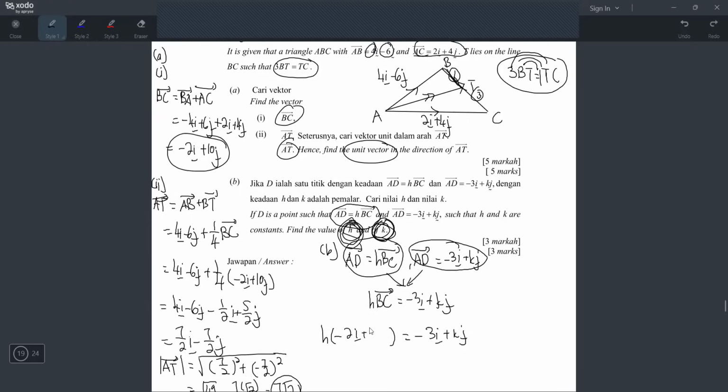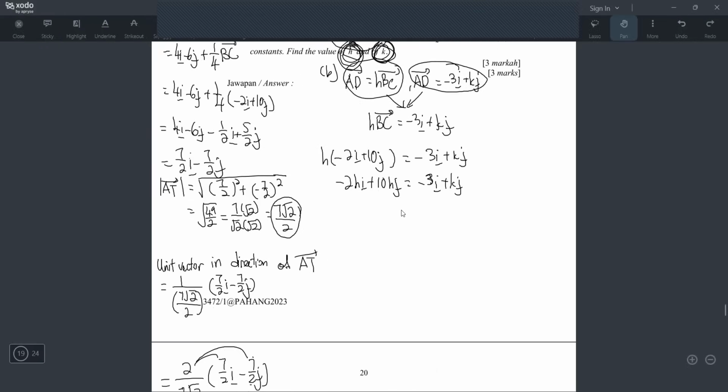Negative 2i plus 10j. And I told you already, the next step is to expand and then compare later. Negative 2hi plus 10hj equals negative 3i plus kj. Even though it looks very complicated now because your equation has many unknowns, h, k, i, j, it's fine because you can compare the coefficients. The coefficient of i on this side is negative 2h. The coefficient of i on this side is negative 3.